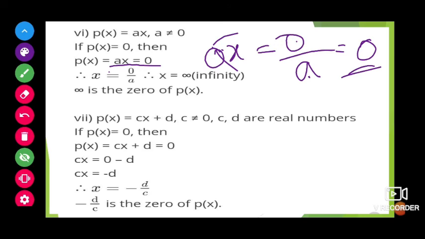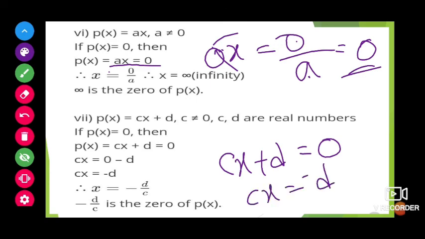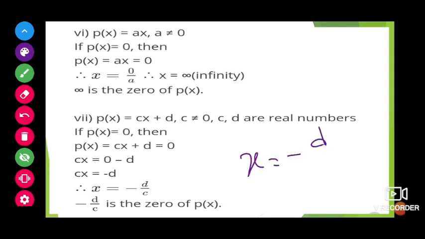Okay. Next one. p of x equals cx plus d. That means cx plus d should become 0. So send the remaining terms to the other side, whatever gives the x value we want. So cx equals plus d, if it goes to that side, minus d. Here multiplication by c, if it goes to that side, division by c. So what we get? x equals minus d by c. So for the value of minus d by c, the expression will become 0. Here it's a 0, not infinite.